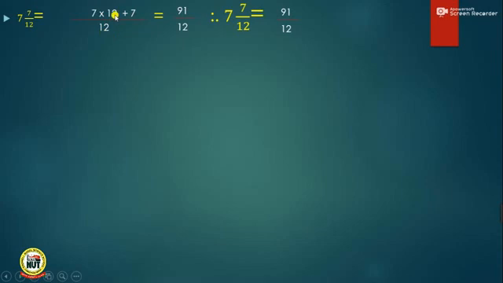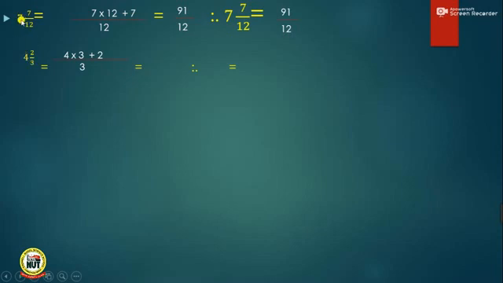Then 7 times 12 gives us 84. 84 plus 7 is what? 91 all over 12. It therefore implies that 7 whole number, 7 all over 12 is equal to 91 all over 12. So we have succeeded in converting this mixed fraction to an improper fraction. Then the second fraction is 4 whole number, 2 all over 3. We want to quickly see how to convert this to an improper fraction.